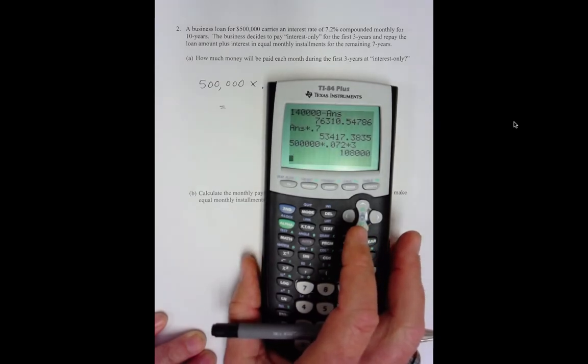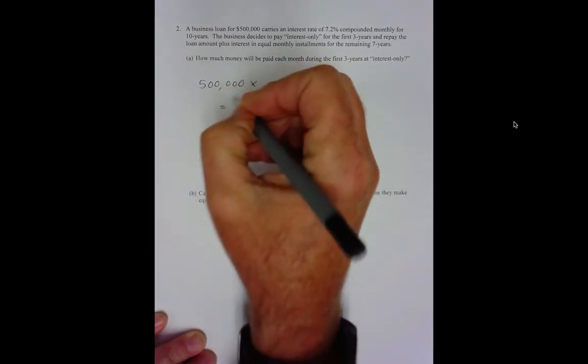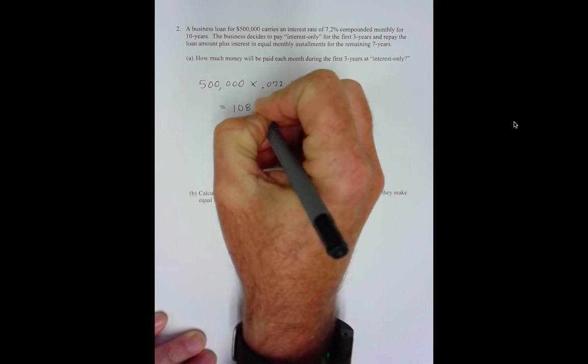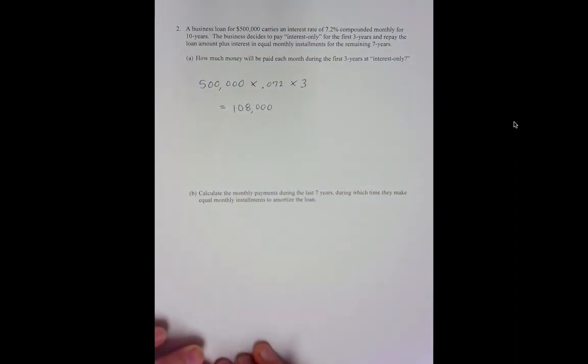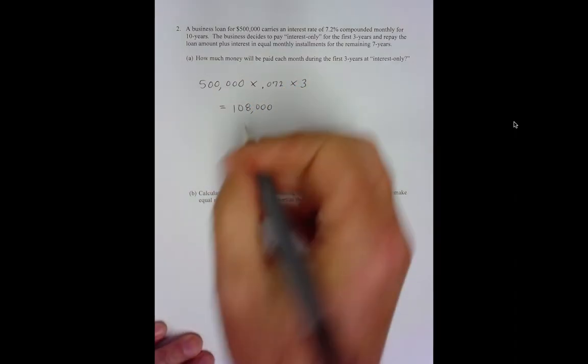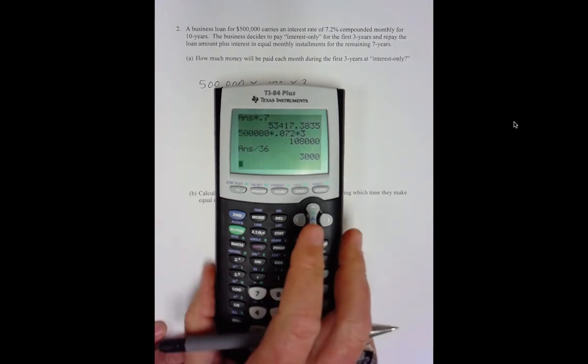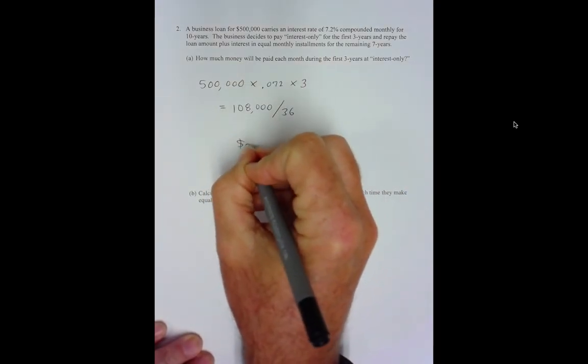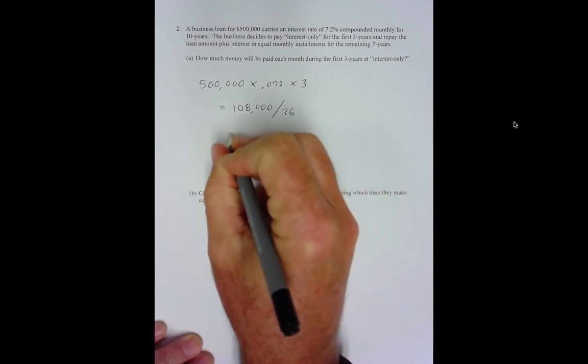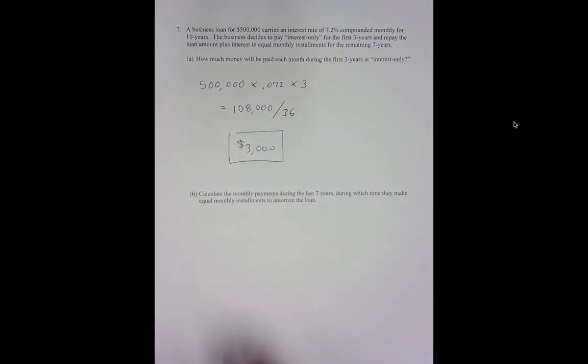So they're going to pay $108,000 interest over the first 3 years. Well, I can divide that by 36 for obvious reasons, and see that the monthly payment is $3,000.